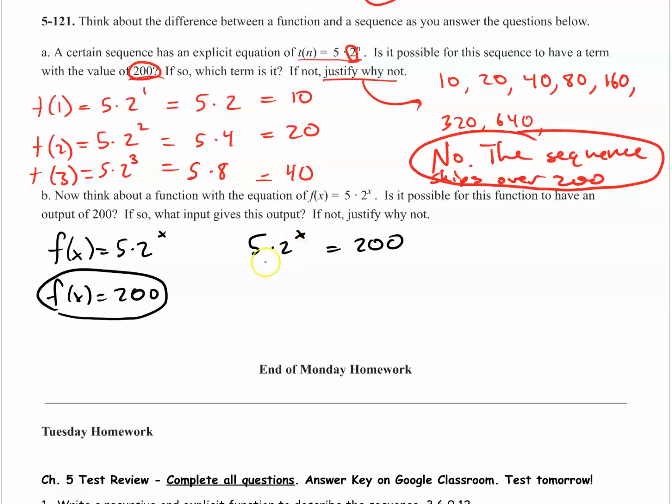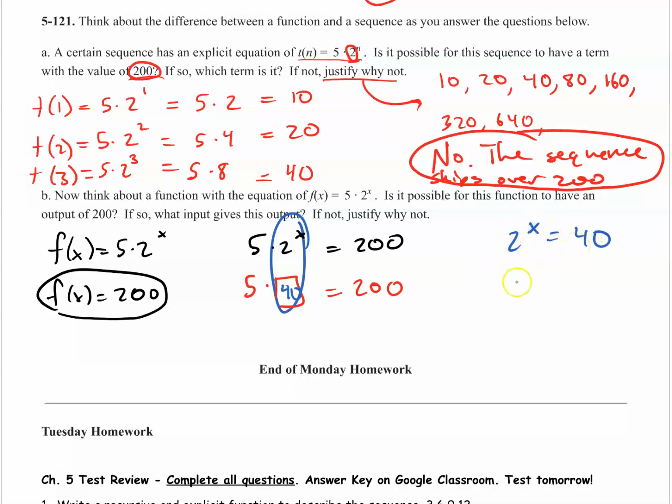All right, so what we can do here is, think about it like this. 5 times what number is equal to 200? That'd be 50? No. 5 times 40? Yeah, because 5 times 40 is 200. So 2 to the power x would have to be equal to 40. Now what value of x gives this?